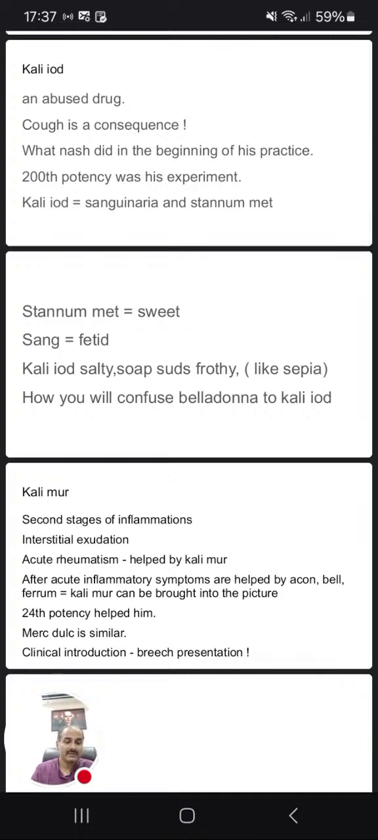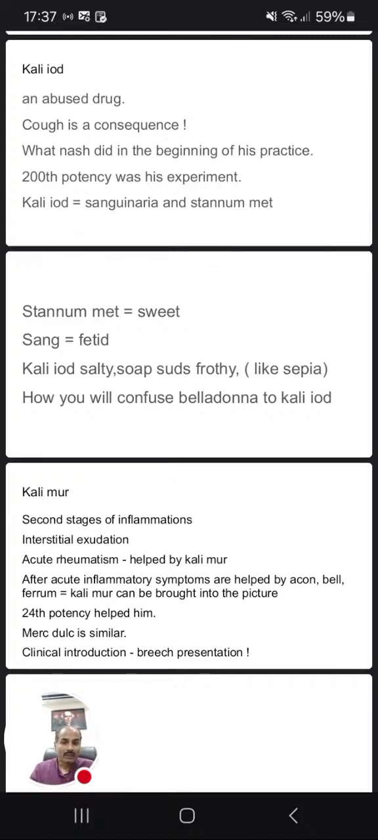What Dr. Nash says is that Kali muriaticum is very much similar to Merc dulcis in many of the symptoms, so you will need to differentiate. And we have already done Merc dulcis a few days ago. You can go through the sessions to understand how Dr. Nash shared about that. In fact, if it is not Merc dulcis per se, it would be Merc cor or Merc sol as a remedy, and we have similar features.